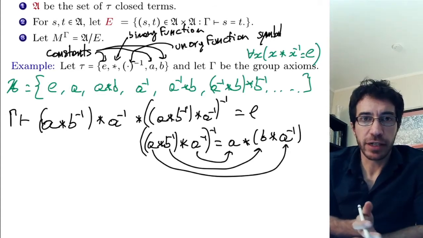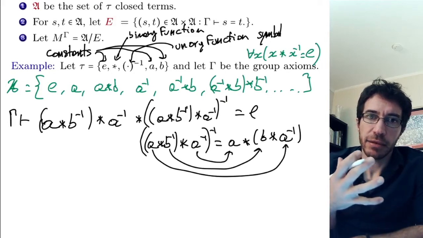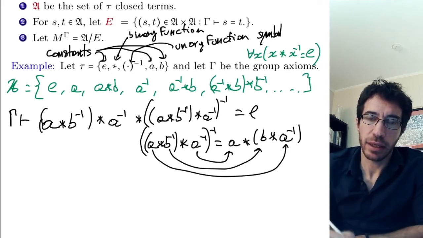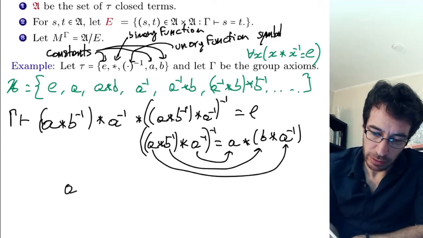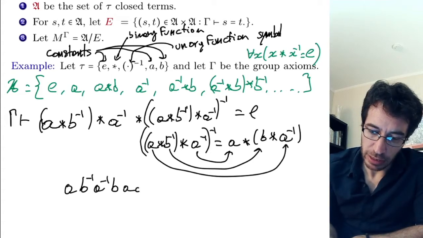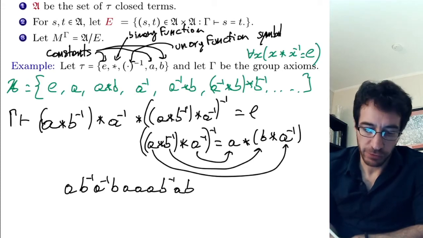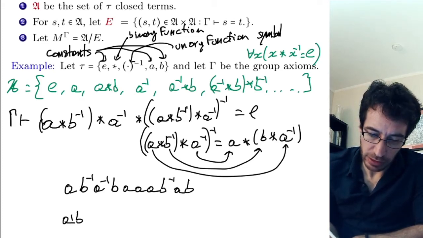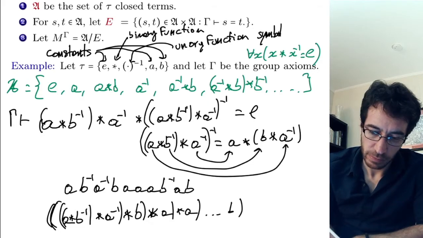Every closed term is going to be equivalent to what is called a word using the letters A, B, A inverse, B inverse. I don't know, something like A, B inverse, A inverse, B, A, B inverse, A, B. That's a word. So what I mean by this is a shorthand for the word A star B inverse, parentheses, star A inverse, parentheses, star B star A. You guys get the idea, right?